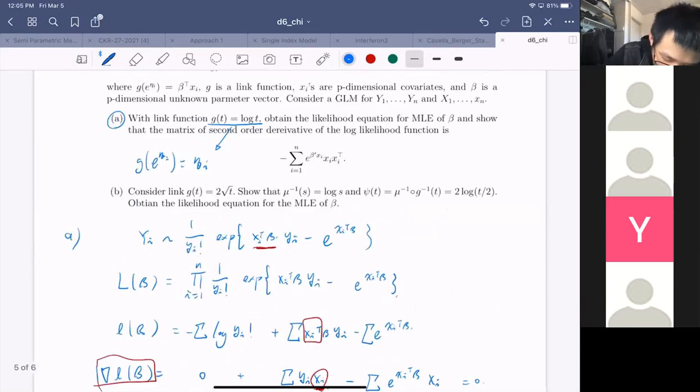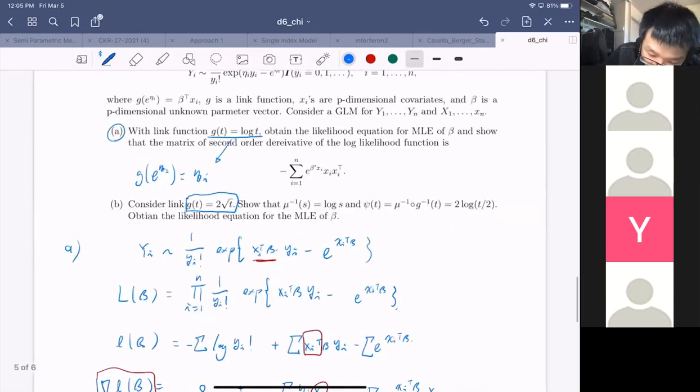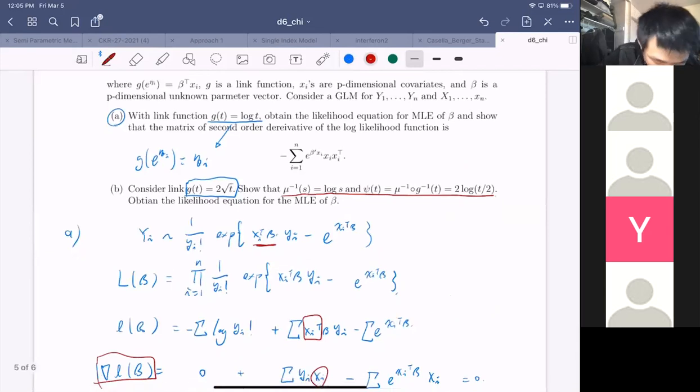Actually, only use this, then you'll be able to calculate. This notation is sometimes confusing. So once they give you a link function, then we can calculate a log likelihood.